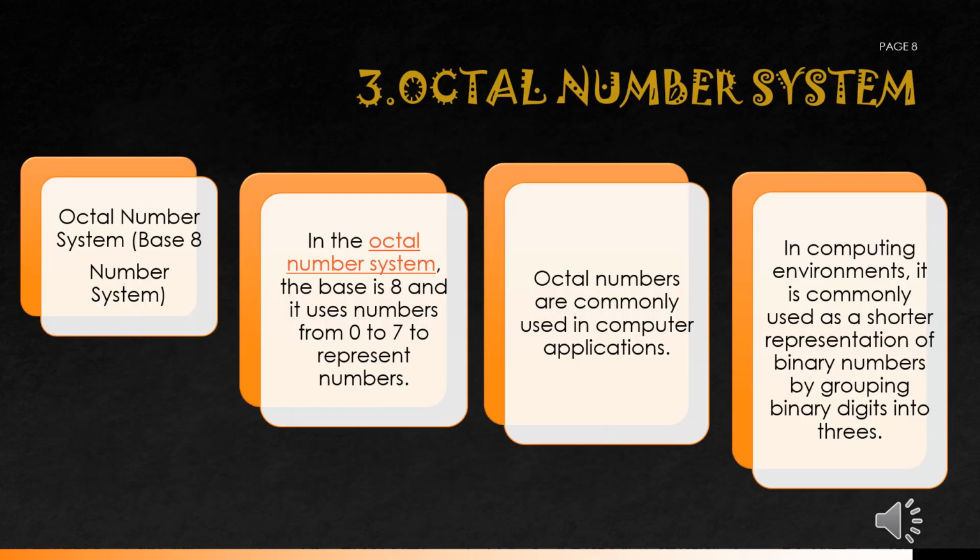Octal number system. Octal number system, base 8 number system. In the octal number system, the base is 8 and it uses numbers from 0 to 7 to represent numbers. Octal numbers are commonly used in computer applications. In computing environments, it is commonly used as a shorter representation of binary numbers by grouping binary digits into threes.